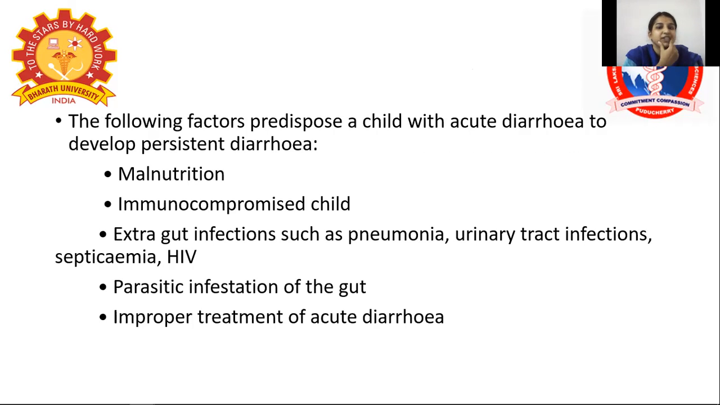The following factors predispose a child with acute diarrhea to develop persistent diarrhea: malnutrition, immunocompromised child, extra gut infections such as pneumonia, UTI, septicemia, HIV, parasitic infestations of the gut, and improper treatment of acute diarrhea. These can lead the child from acute diarrhea to develop persistent diarrhea.